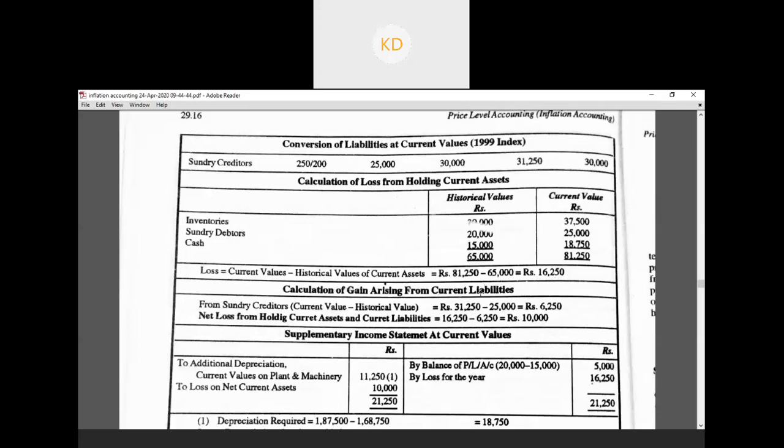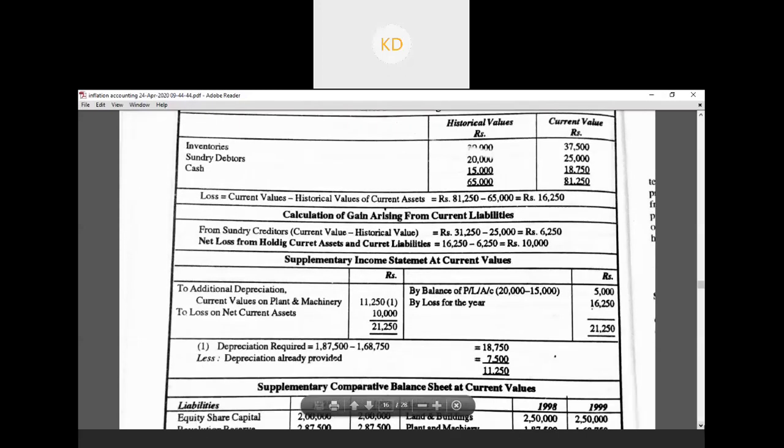The current liabilities, your converted value is 31,250 and your historical value is 25,000 here. So you are doing the calculation again. From the creditors also you are trying to find out what is the loss. Gain. For creditors we always have gain, because you are paying their monetary values, paper value only you'll pay, you'll not pay the inflation value. So you are getting 31,250 minus 25,000, a profit of 6,250.